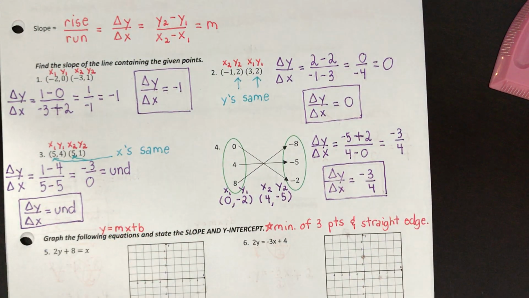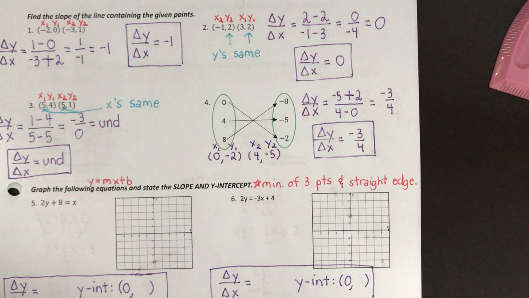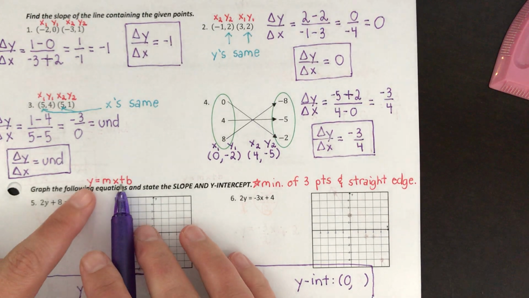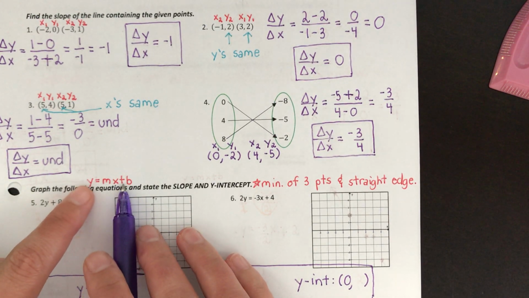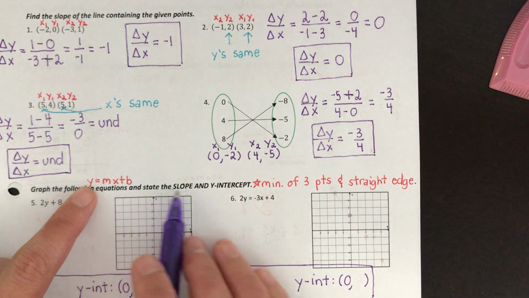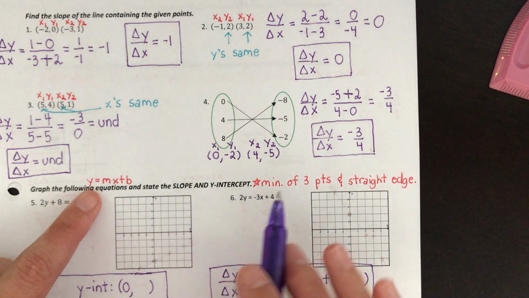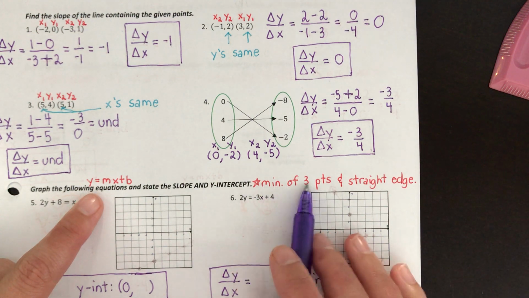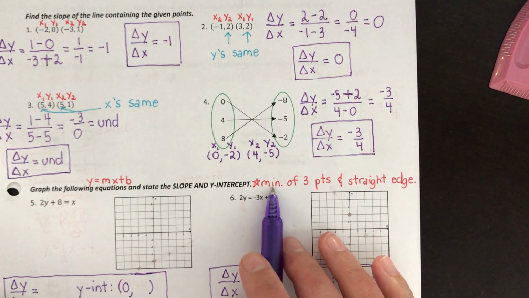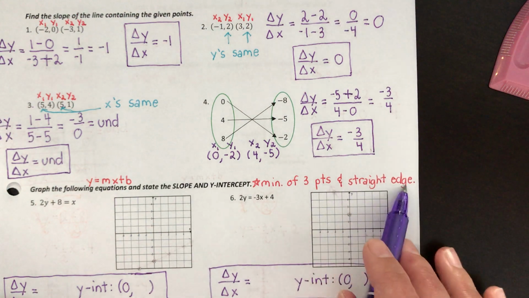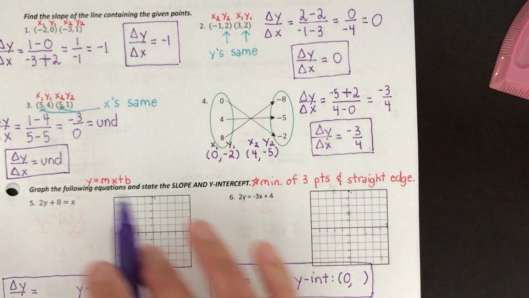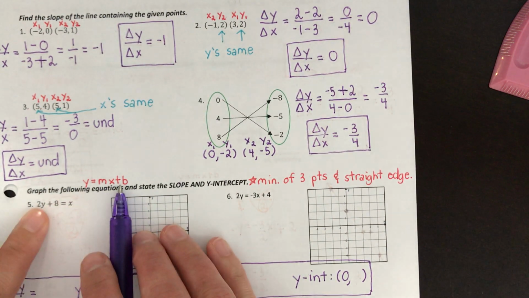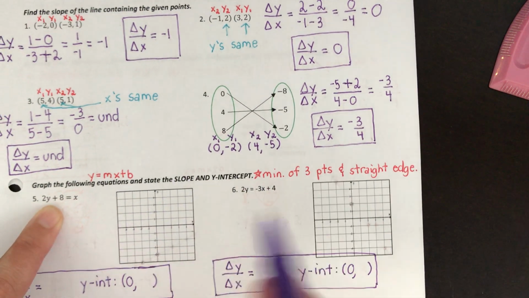All right, let's move along to the graphing aspect. So graph the following equations, and of course I put up here to remind you, we'll graph using y equals mx plus b, and state the slope and y-intercept. Okay, for my graphs in my class, I want you to write this, because your notes should look just like mine: a minimum of 3 points and a straight edge every time. Okay, so again, reminder that we want to get these equations in slope-intercept form when possible.